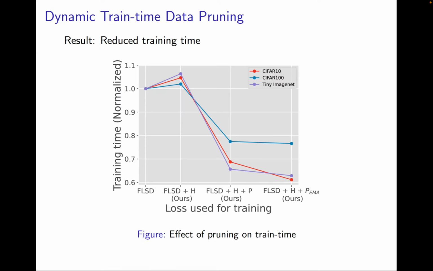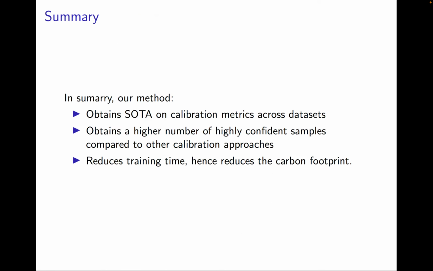A caveat of this dynamic train time data pruning is that we achieve reduced training times. Across CIFAR 10, CIFAR 100 and Tiny ImageNet, we achieve a reduction of around 20 to 40% using our train time pruning strategy. So all in all, our method gets the following. First, we obtain SOTA on calibration metrics across datasets. 2, our method obtains a higher number of highly confident samples compared to other calibration losses. And 3, we have a reduction in training time, which directly translates to a reduction in carbon footprint.